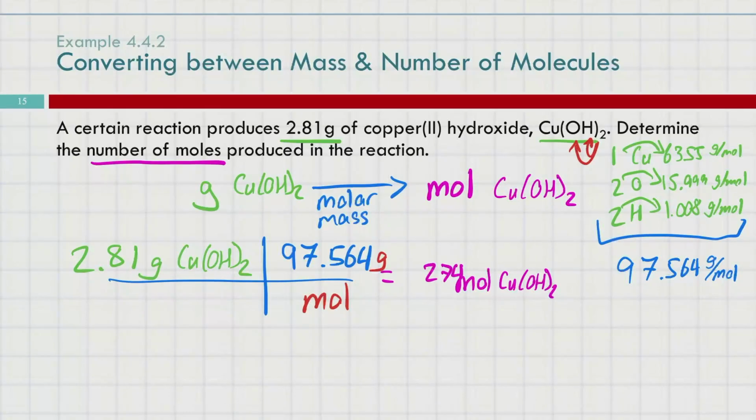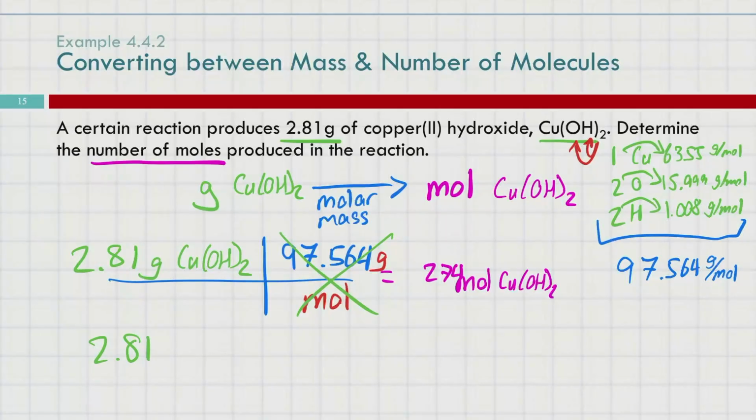We didn't get our grams to cancel. We want the grams to cancel, so this 97.564 with the grams needs to be on the bottom, the moles needs to be on the top. Got to flip our conversion factor. So instead of multiplying by molar mass, we want to divide by molar mass.